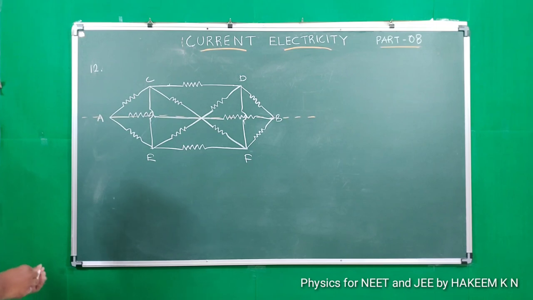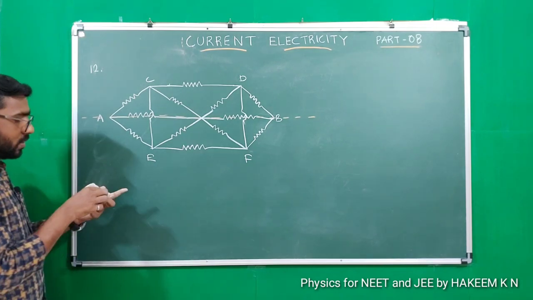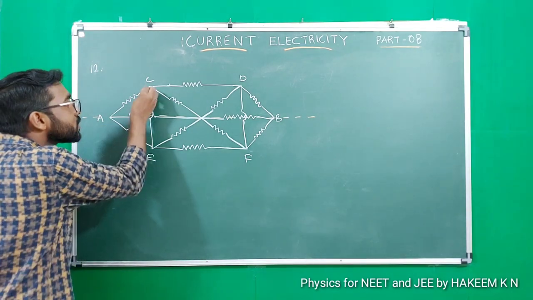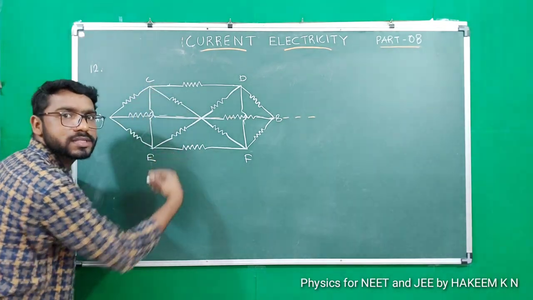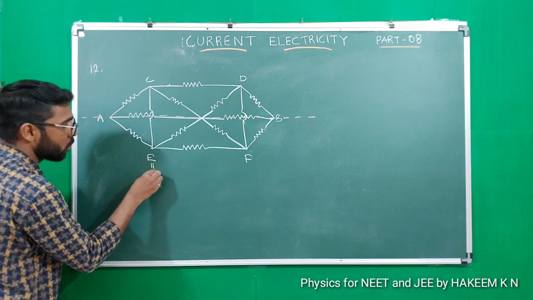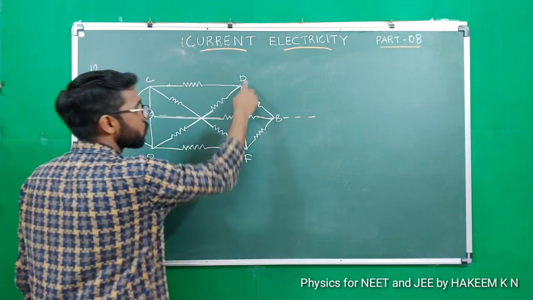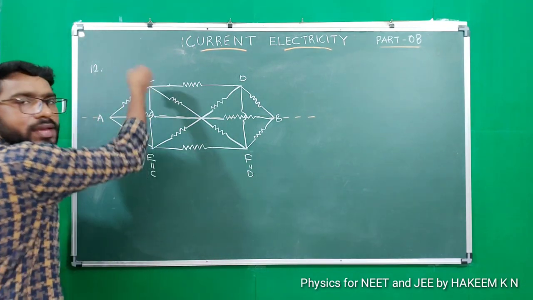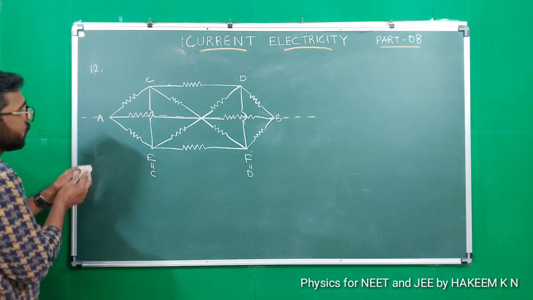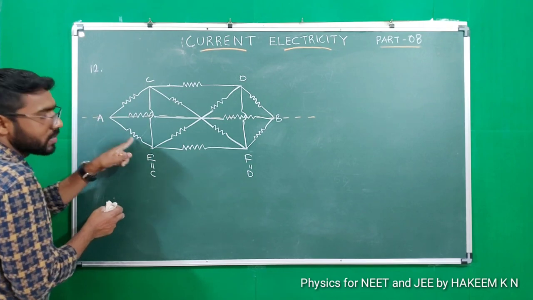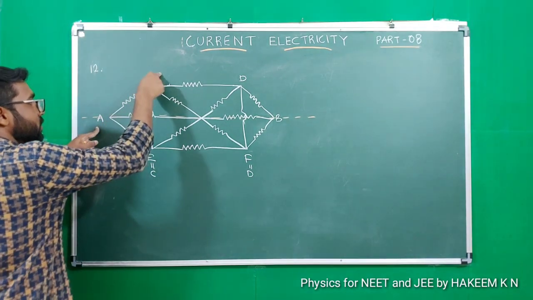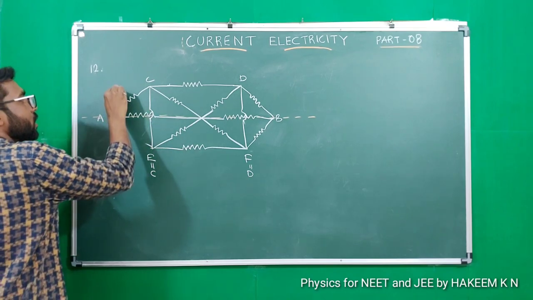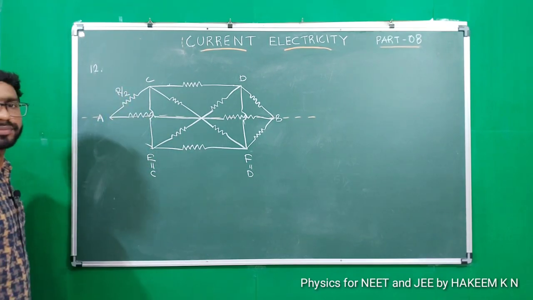Now we can see C and E are actually same points. There is no resistance, or opposite points have same potential. E equals C, and here also F equals D. So F and D are same, and E and C are same. So now between A and E, here is a resistance, and between A and C, here is a resistance. So R parallel, we will get R by 2.